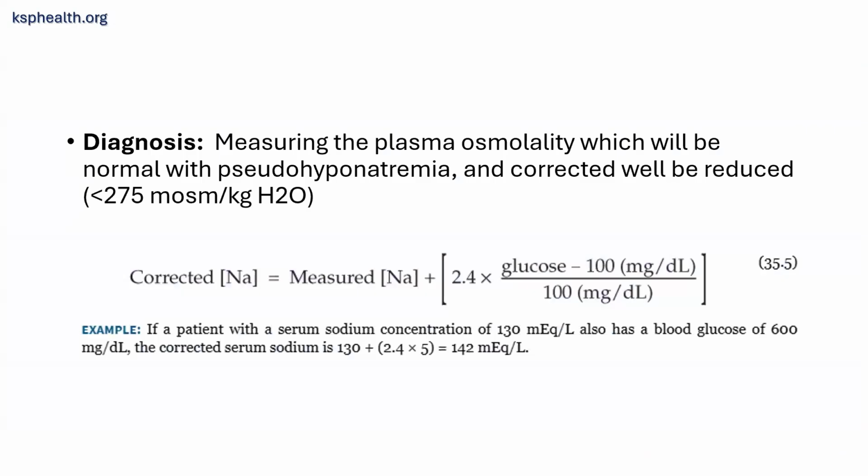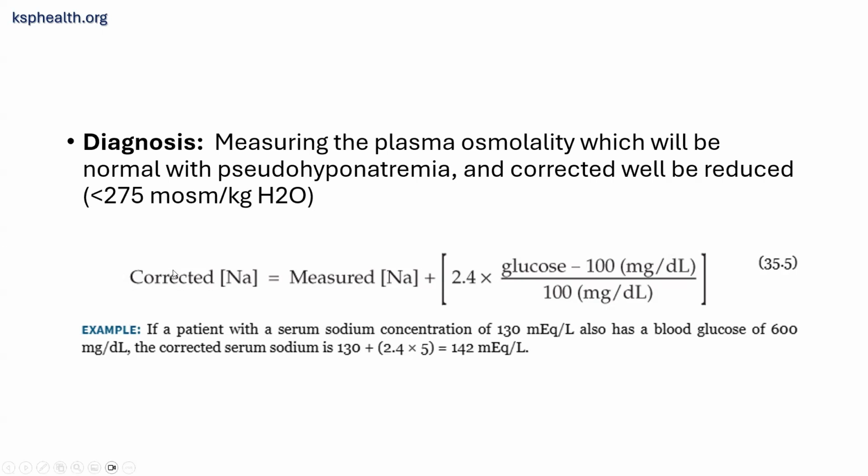So how do you calculate or measure the plasma osmolality? Thus, you differentiate pseudohyponatremia. The measured plasma osmolality will be normal in pseudohyponatremia, and in true hyponatremia it will be reduced, less than 275. Normal being 285 to 295. It depends on the book you read, 280 to 290 or 285 to 295.